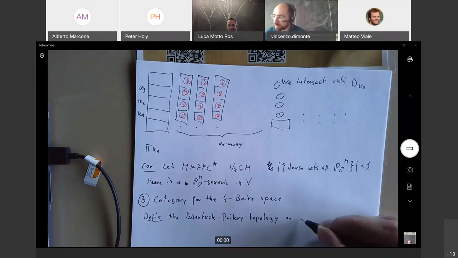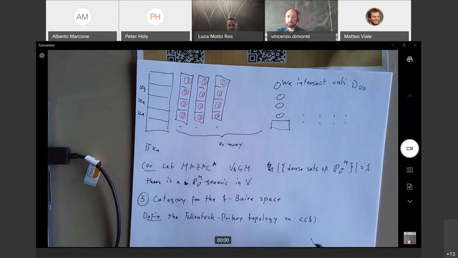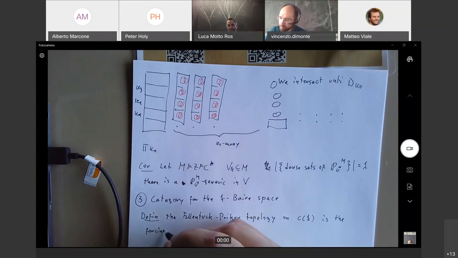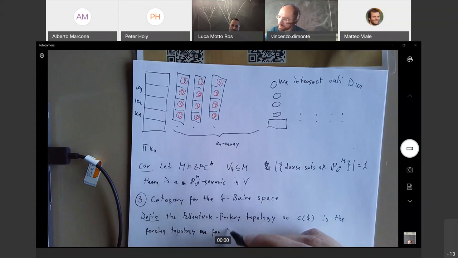On a Cantor space, actually I can do this just on C lambda, right? Because the maximal filters are elements of C lambda. They're not elements of lambda to the omega. I guess you can then move in some way homeomorphically also to lambda to the omega, but this works just fine on C lambda. They are all homeomorphic, so who cares? So then the Prikry topology is the forcing topology for the diagonal Prikry forcing.